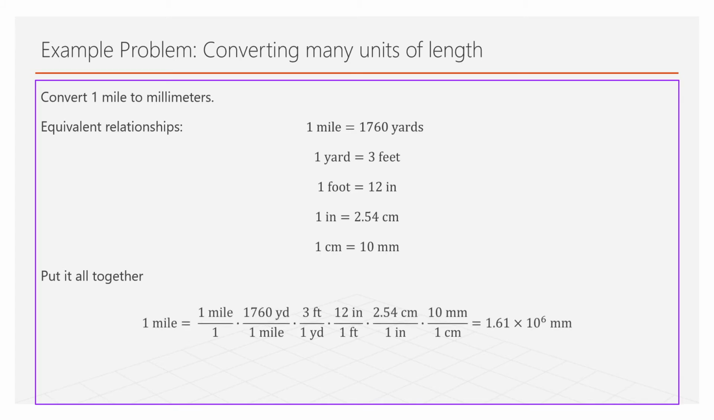So 1 mile equals 1 mile divided by 1 times 1,760 yards divided by 1 mile times 3 feet divided by 1 yard times 12 inches divided by 1 foot times 2.54 centimeters divided by 1 inch times 10 millimeters divided by 1 centimeter. You can see that each pair of multiplication will cancel out the unit. So for the first pair, miles is canceled out. In the second pair, yards are canceled out. In the third pair, feet are canceled out. And then inches, and then centimeters, and millimeters are left over. After all of the multiplication, 1.61 million millimeters is the result.